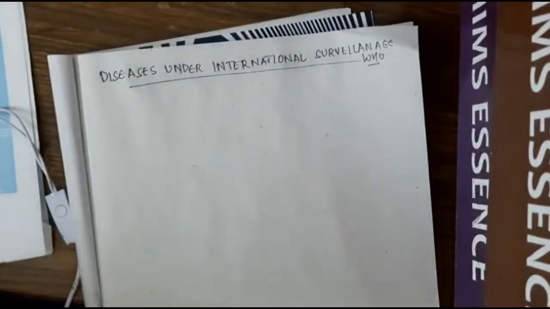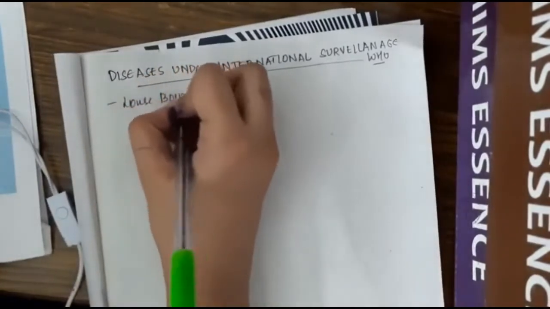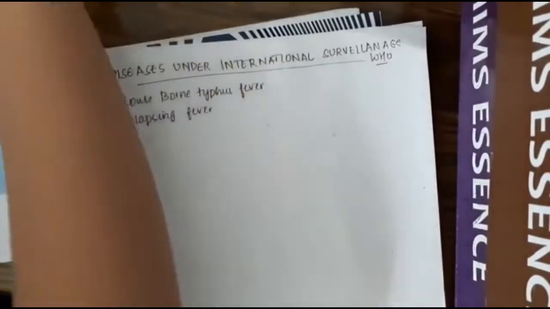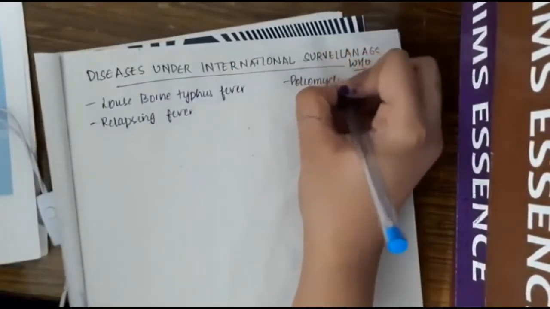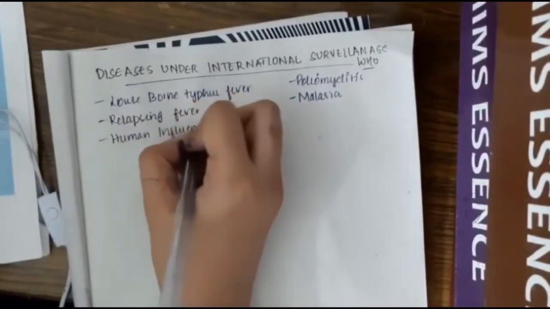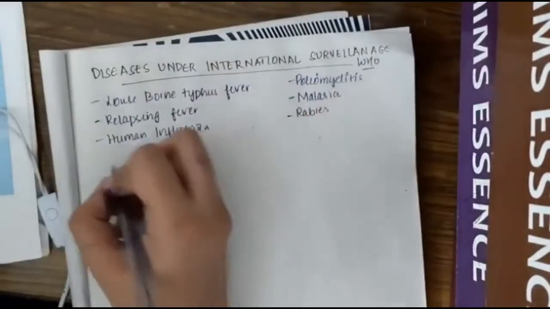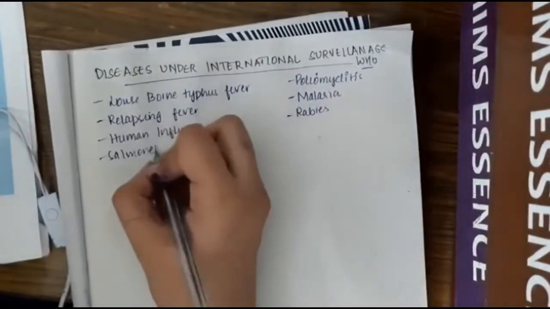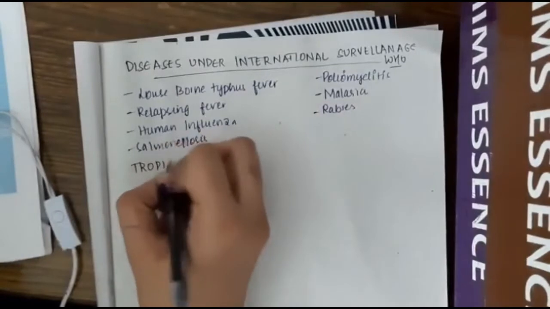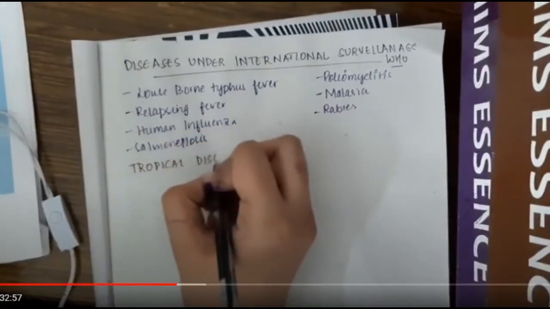These include seven diseases: two fevers, louse-borne typhus fever and relapsing fever. Then we have important diseases in India: poliomyelitis and malaria. Then the diseases which have human influenza disease, rabies and salmonellosis. So these are the diseases under international surveillance. They are louse-borne typhus fever, relapsing fever, human influenza fever, salmonellosis, poliomyelitis, malaria and rabies.